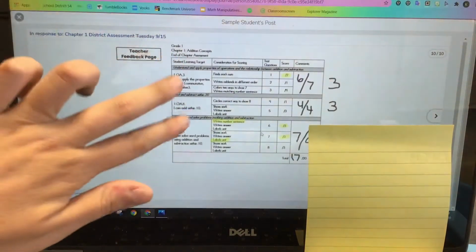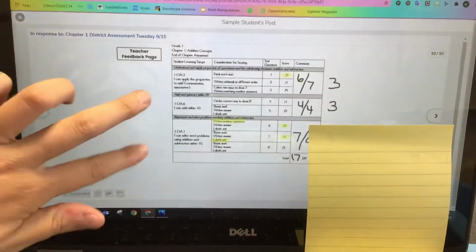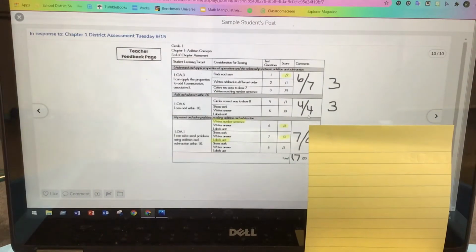Now for this student, they received a score on the side that tells you why and what they might have missed or gotten incorrect. These are the three standards that were tested in this first assessment. In the middle section, consideration for scoring tells you what each question consisted of and what they were getting graded on for each question. Then this will tell you the question number as well as the overall score for that question. Now in the pencil is what the teacher has written for that student.